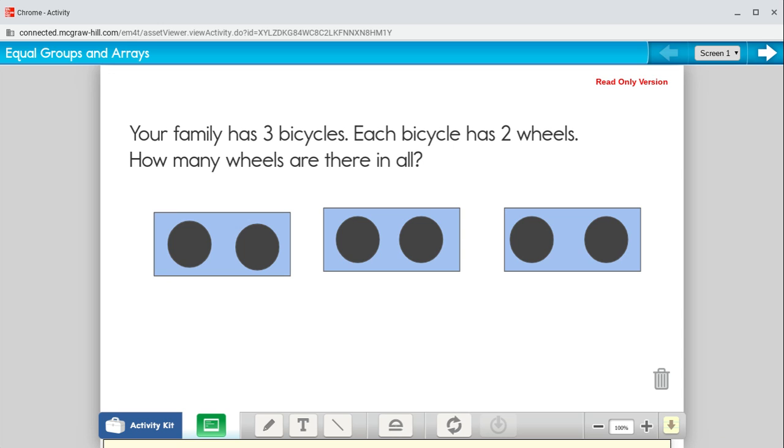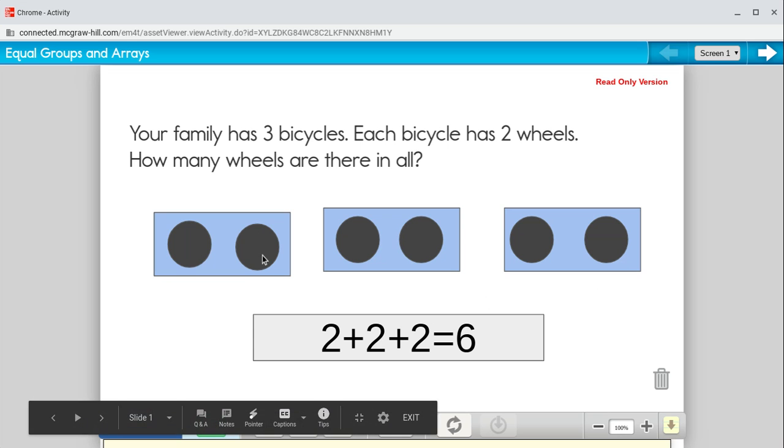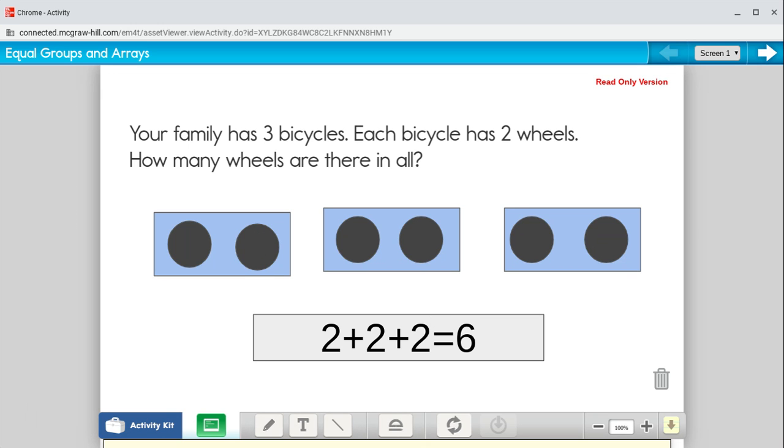Now the question is, how many wheels are there in all? Now, our math brains are trained to see the words in all and want to add. And yes, it is addition, but it's not 3 plus 2. It is 2 plus 2 plus 2. We're using the 2 in each of these bicycles and adding it together. So you really have to look closely at what the number story is asking you. It's telling you that there are 3 bicycles, and each of those bicycles has 2 wheels. So we want to know how many wheels are in all.